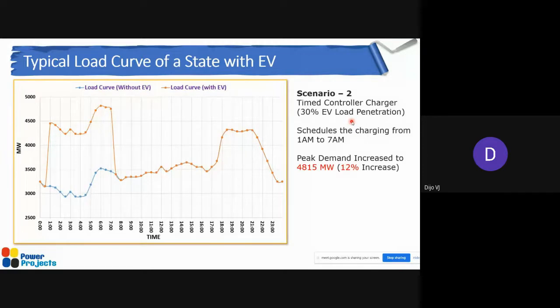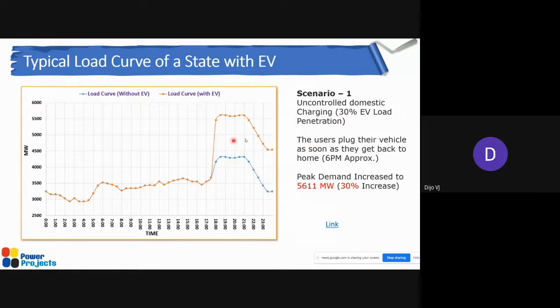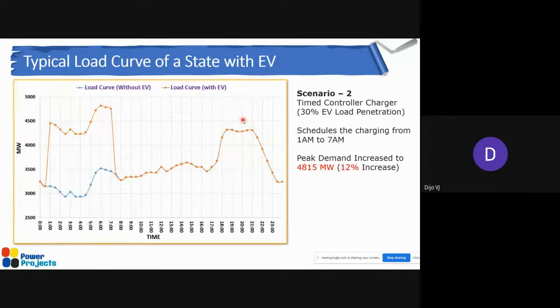But if you go for some kind of system where the utility gives some incentive, or maybe puts some penalty to charge a car at this time, and gives some incentive to charge a car during early hours, maybe in the morning after 12 o'clock or something.